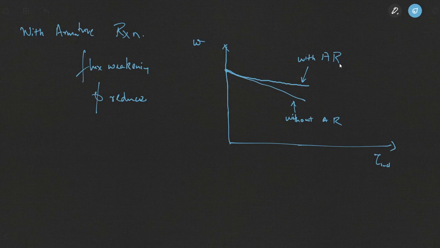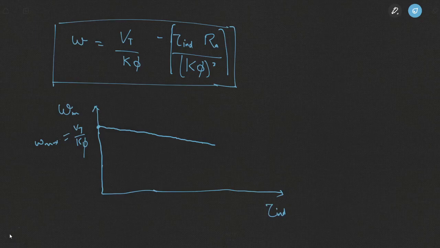Now, if we have a compensating winding attached with this DC motor, we know that with the compensating winding, the flux weakening will basically be neglected. In that case, we'll go back to the original torque speed characteristic that was without the armature reaction. So this is your graph for the terminal characteristics or the torque speed characteristics of a shunt DC motor.